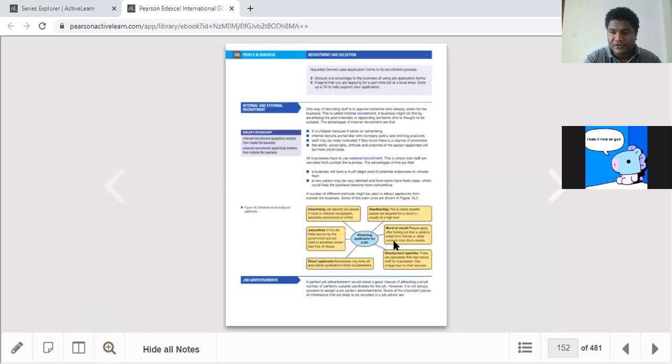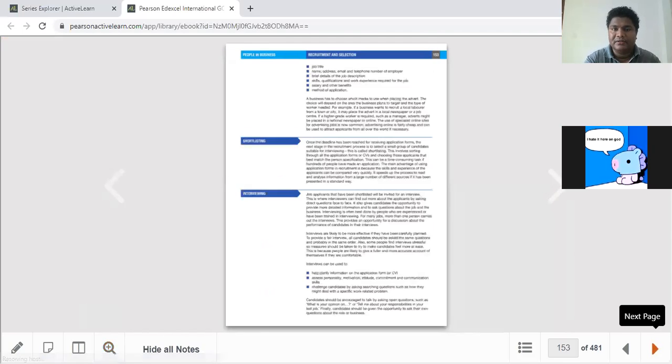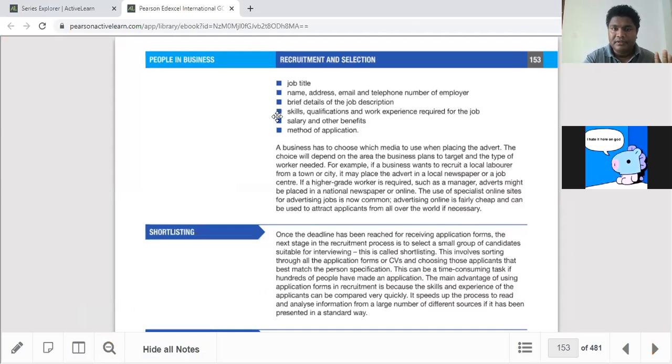I told you that the job advertisement particularly has to say the job title. These are the most important things. You can see job title, name and address, email and telephone number of the employer, brief details of the job description, skills, qualifications and work experience required for the job, and salary and other benefits. Sometimes they are not mentioning salary. Most companies keep it as negotiable salary. And then the method of application: they are giving the CV, or apply by registered post or something. So these are the main things coming under a job advertisement.